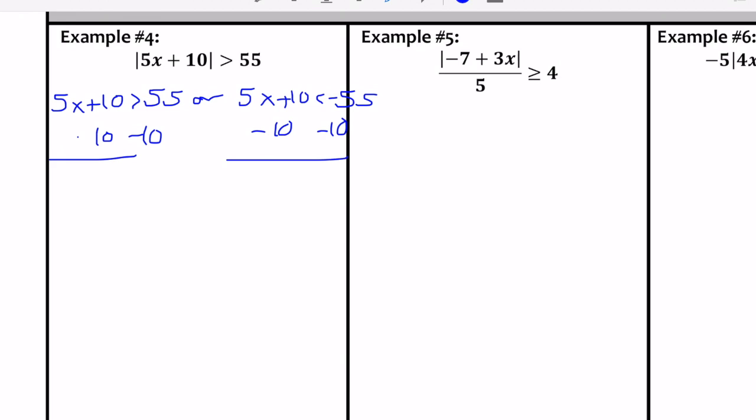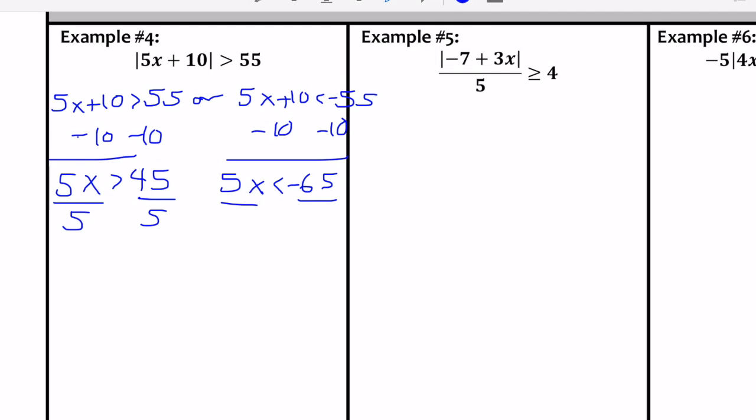This should look really familiar to when we solved absolute value equations, like in our practice example, the very first one. We end up with 5x is greater than 45, and 5x is less than negative 65 when we subtract 10 from both inequalities. Next up, we divide all 4 parts by 5, and we end up with x is greater than 9, or x is less than negative 13.